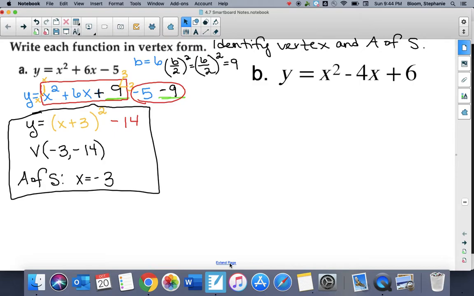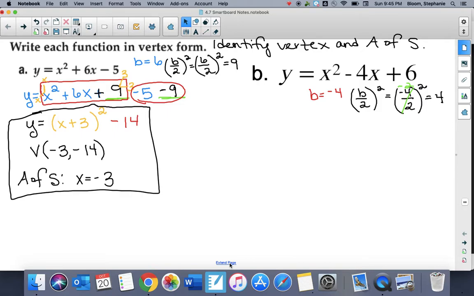Okay? So let's try the next one. So this one, my b is -4. Okay? So when I do this b over 2 and I square it, I'm going to have -4 over 2, which is -2, right? Write that. -2 and -2 squared is 4.